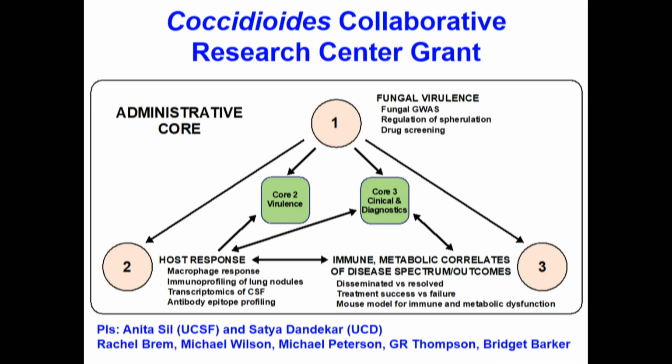Our lab, along with a number of PIs, some of whom are shown on the slide, has one of these center grants called Molecules and Pathways at the Coccidioides Host Pathogen Interface. And we have 3 projects as part of this grant. The first project is based on identifying mechanisms of fungal virulence. The second is more focused on host response. And the third is looking at immune and metabolic correlates of coccidioides disease and all of its different outcomes, from disease that's resolved to disease that's disseminated.